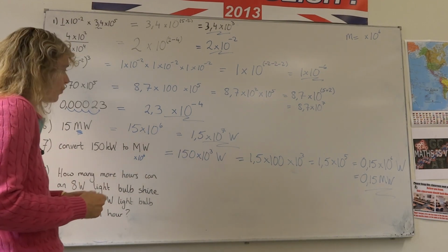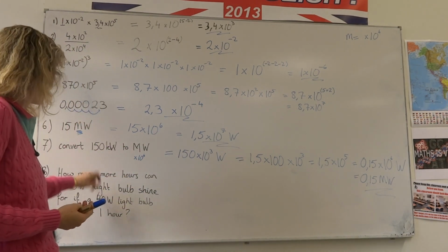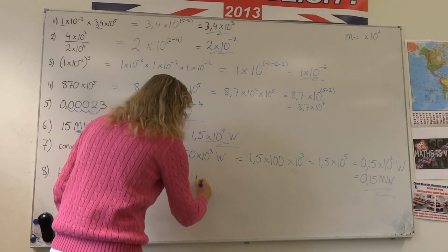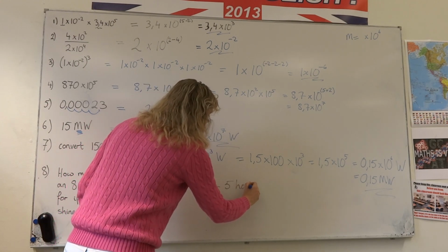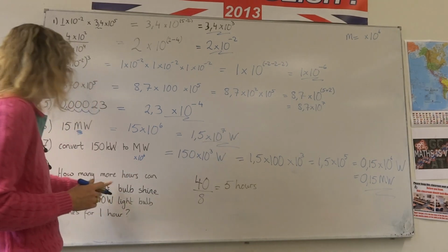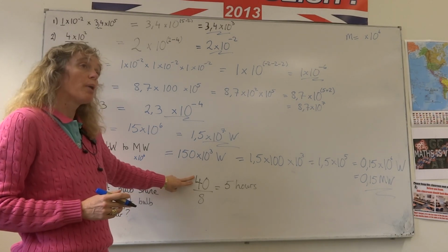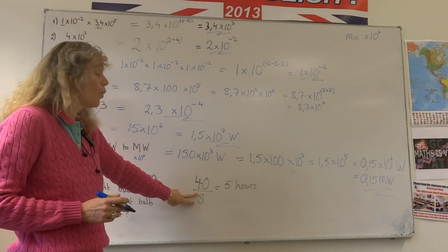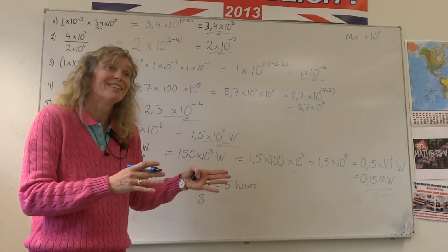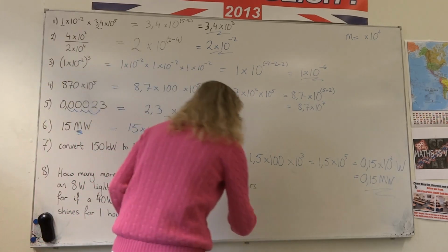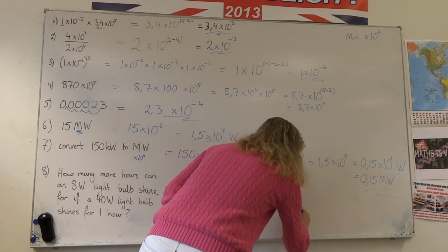The next question was, how many more hours can an 8-watt light bulb shine if a 40-watt light bulb shines for 1 hour? Well, we need to know how many more times the light bulb for 8 watts will shine. If we divide 40 watts by 8, we'd get 5 hours. But the question was how many more hours? So if the 40-watt bulb shines for 1 hour, the 8-watt bulb will shine for 5 hours. How many more hours will the 8 bulb shine for? 5 minus the 1 of the 40, giving you 4 hours. The bulb shines for 4 hours more.